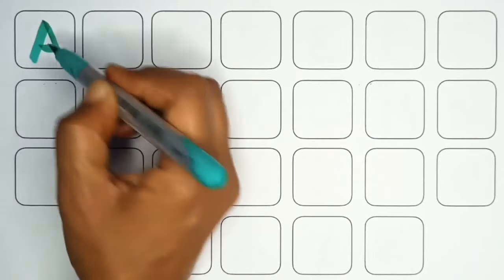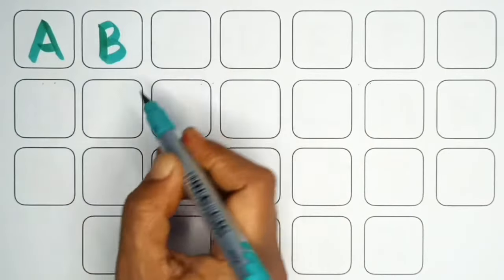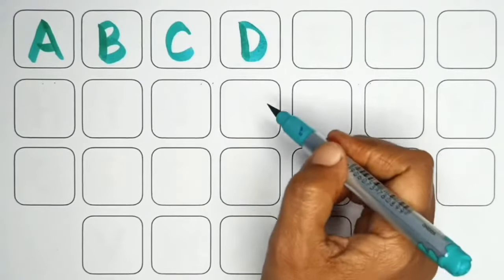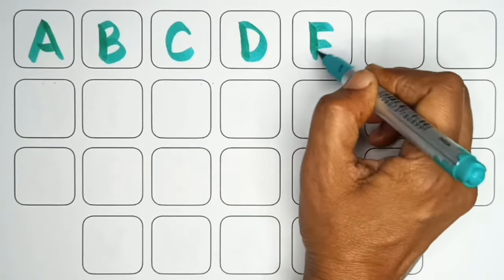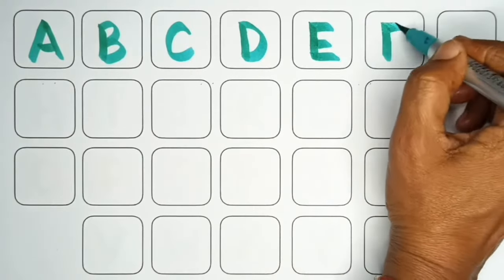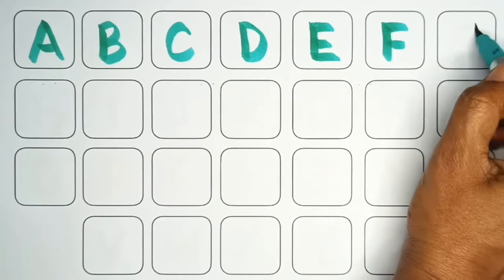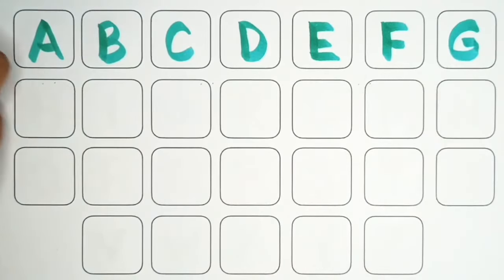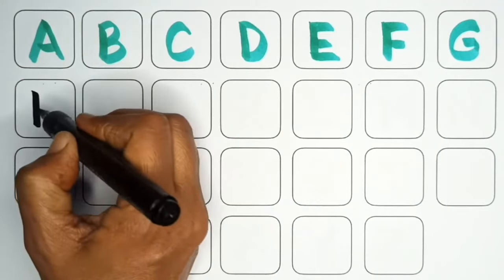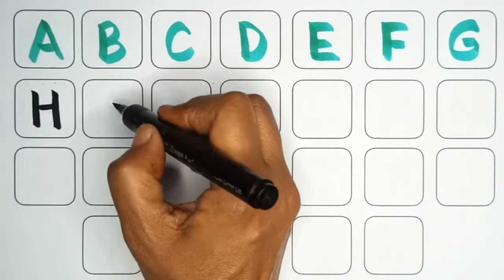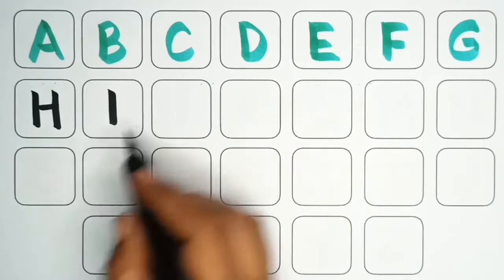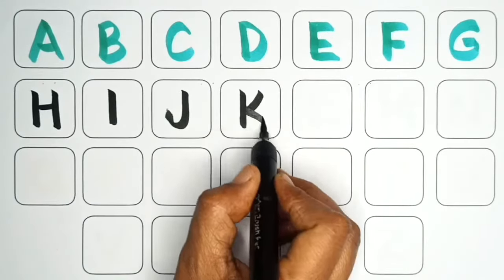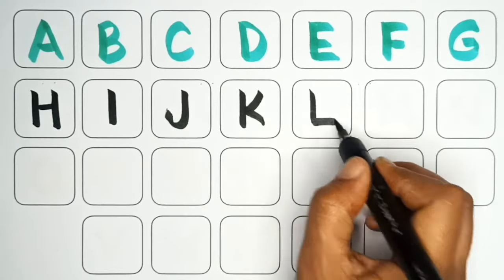A, A for apple. B, B for ball. C, C for cat. D, D for dog. E, E for elephant. F, F for fish. G, G for grapes. Green color. H, H for hen. I, I for ice cream. J, J for jug. K, K for kite. L, L for lion.